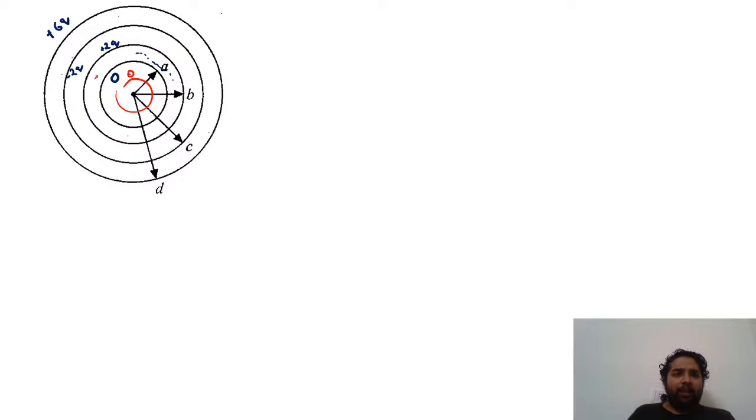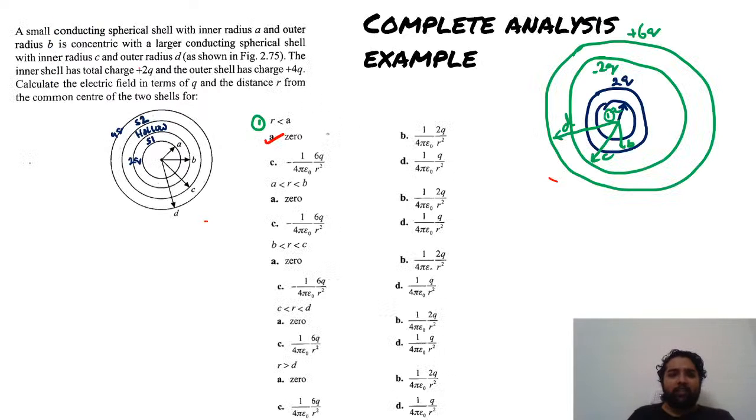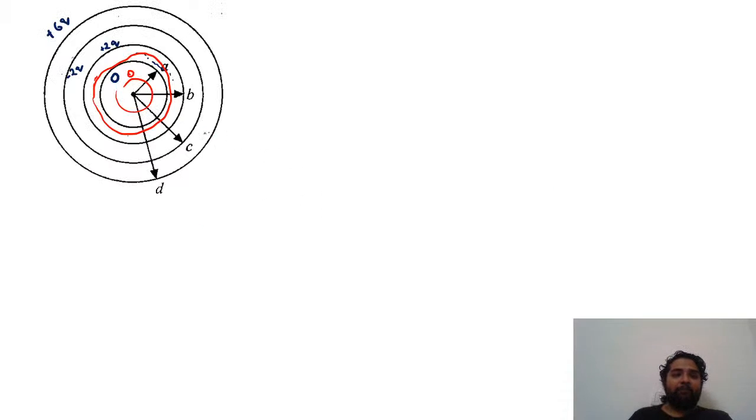And similarly from A to B also, the field inside is 0, there is no charge inside this Gaussian surface, which means even the second answer will be equal to 0. Getting it? Yes. What about the third one, when it is between B and C?